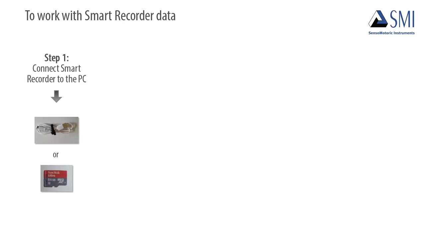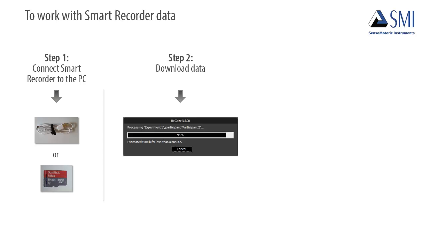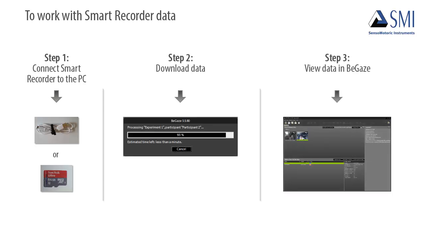First, connect the SmartRecorder to the PC using either the cable or the micro SD card, depending upon your device. Next, download the data from the SmartRecorder. Once downloaded, you view the data within BeGaze.